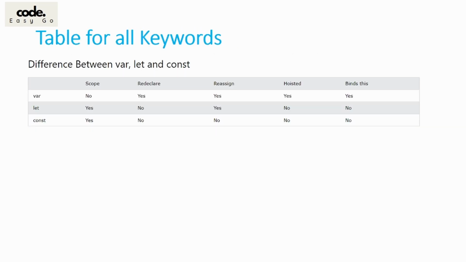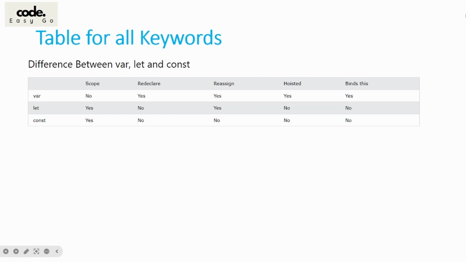So I'm going to show a table of the differences between var, let, and const. Here, var: scope is no, redeclare is yes, reassign yes, hoisted yes, bind this is yes. Let: scope is yes, redeclare no, reassign yes, hoisted no, bind this is no. Const: scope yes, redeclare no, reassign no, hoisted no, bind this no.